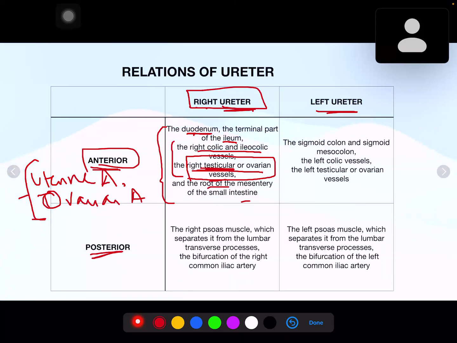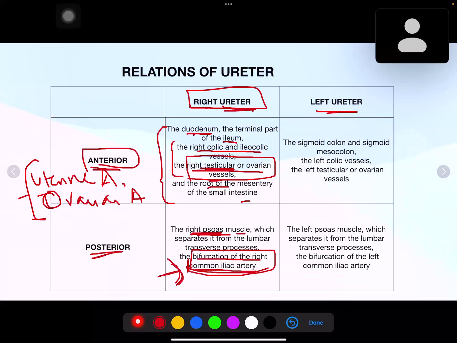Again, the posterior would be the posterior abdominal wall: the right psoas muscle separating it from the lumbar transverse processes, and the bifurcation of the right common iliac artery. We discussed previously that the ureter crosses the bifurcation of the common iliac artery. So posteriorly would be the bifurcation of the common iliac artery. This is important, and anteriorly would be the testicular or ovarian vessels.